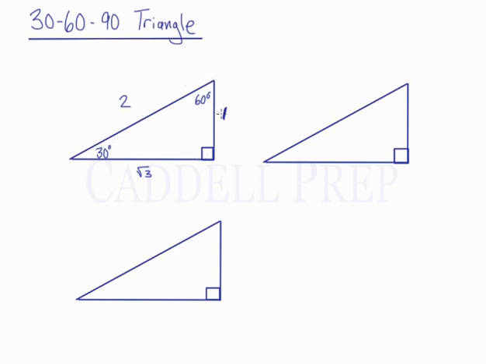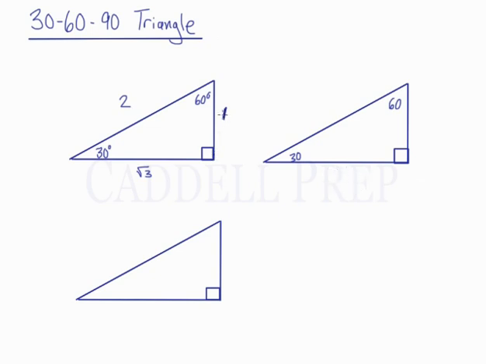Since it has this proportion, we could have any triangle that's a 30, 60, 90 be a multiple of these sides. So we could double this side, make this side 2, double this side, this will be 4, double this side will be 2 times radical 3 over here.